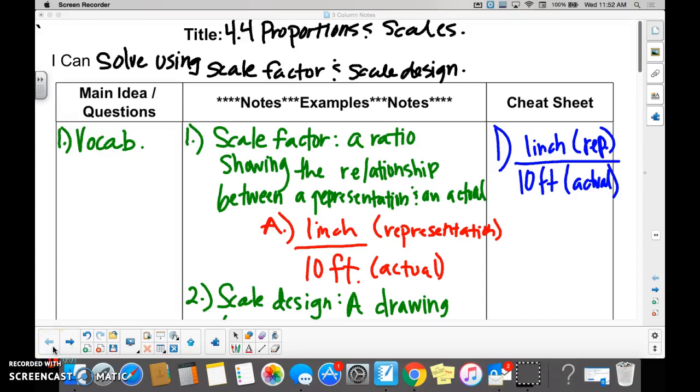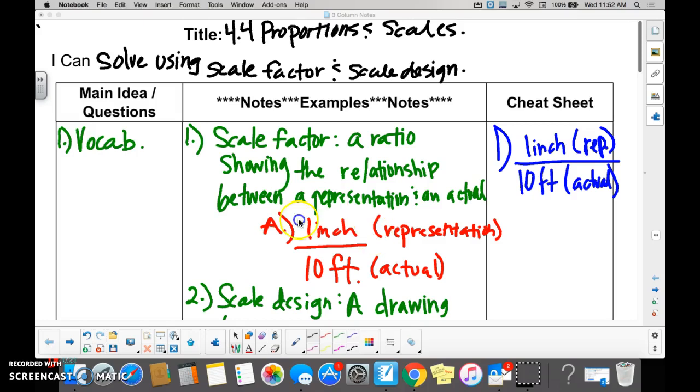4.2 proportions and scales. I can solve using scale factor and scale design. Good. What is a scale factor, guys? Who knows what it is? Abby. A ratio showing a relationship. Perfect. So it's a ratio.